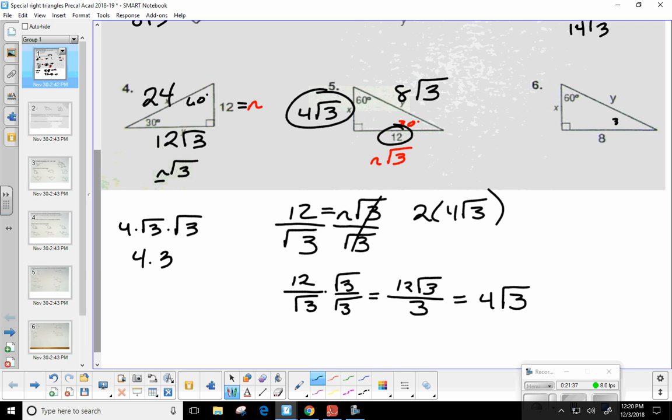So this one would be 30. Now remember, across from 30 is always the smaller leg. Across from 60 is always the shorter leg times the square root of 3. And across from 90 is always double the shorter leg.